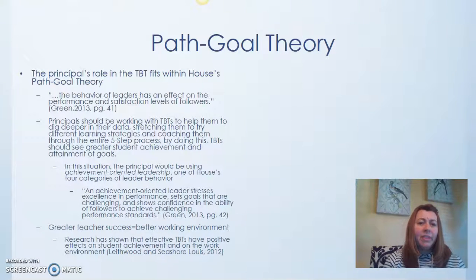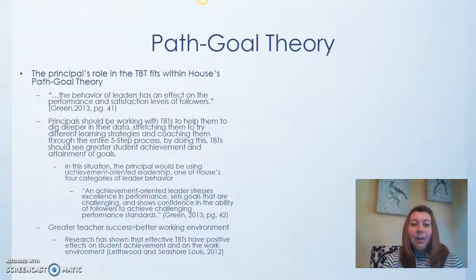One thing that our text mentioned about House's path goal theory was that the behavior of leaders has an effect on the performance and satisfaction levels of the followers. So when I thought about this in terms of the principal and the TBT, principals should be working with TBTs to help them dig deeper into their data, to stretch them to try new learning strategies, and coaching them through the entire 5-step process. And by doing this, TBTs should see greater student achievement and greater attainment of goals.